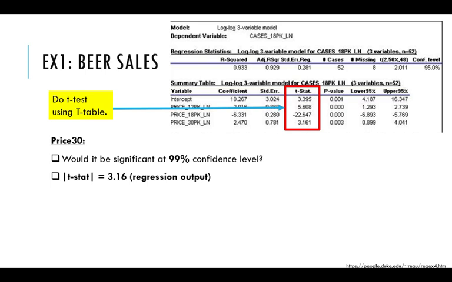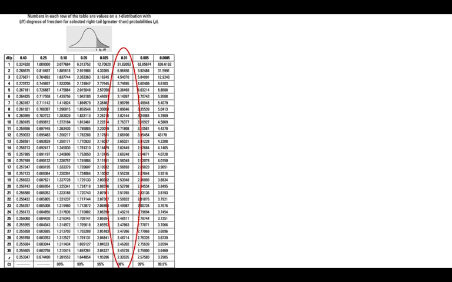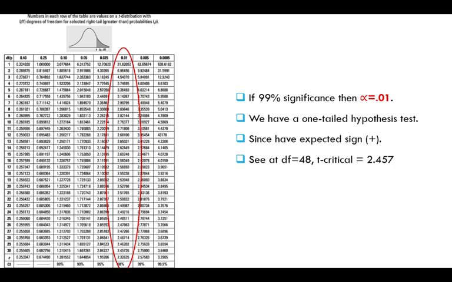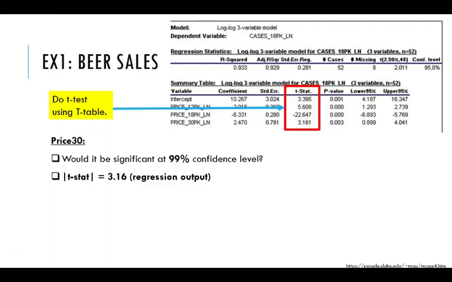Well, again, our t statistic is 3.16 from our regression output, and our critical t, well, we need to go to our table. Here, if we want to be 99% confident, at the 99% significance level, then our alpha is 0.01. Again, we have a one-tailed test, and our table's already set up for a one-tailed test, so we don't need to do anything there because we have that positive expected sign. So we just need to read the table with degrees of freedom of 48. Let's look at the closest degrees of freedom, which is 30. We have a critical t of 2.457. So let's add that here.